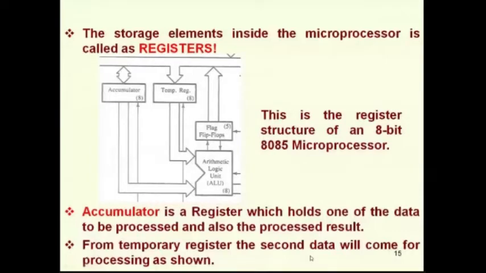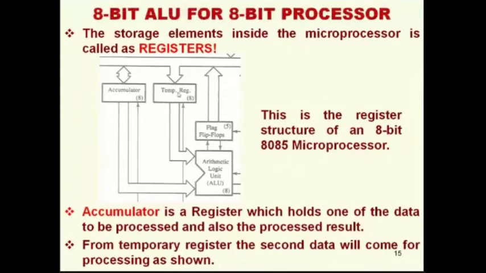If you observe this carefully, the ALU is the processing element. For processing, we need the data to be processed. That data is available in the storage elements called registers, because registers are the storage elements inside the microprocessor, which are made up of flip-flops. That we must know. Now we see a good example: an 8-bit ALU for 8-bit processing. That is the title. The accumulator is one register, and the temporary register is another register.